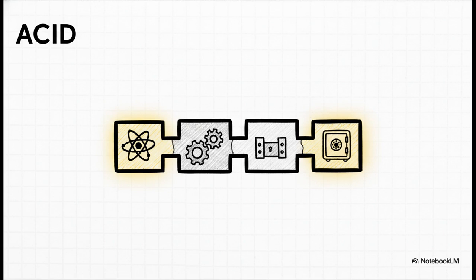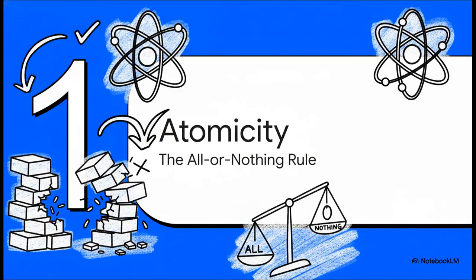Now, I know those sound like pretty dense technical words, but together, these four properties are the absolute bedrock of reliable data. So let's break down what each one actually does. All right, first up, the A in ACID, atomicity. The easiest way to think about this one is as the all-or-nothing rule. It's specifically designed to stop those half-finished disasters from messing up all our data.